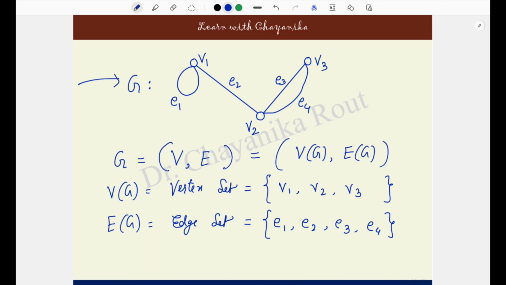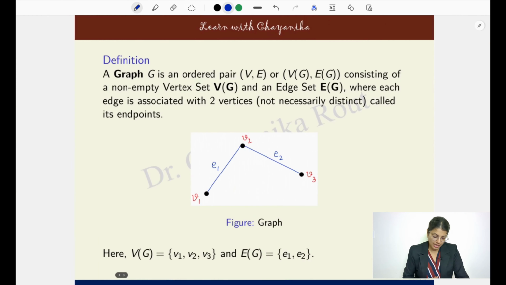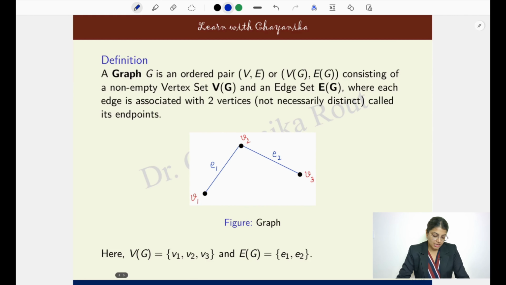That's it. This is how a graph is composed. So now let's see the definition of a graph properly. A graph basically is defined as an ordered pair (V(G), E(G)) consisting of a non-empty vertex set V(G). That is the key term that I have used, because a graph has to contain at least one vertex.